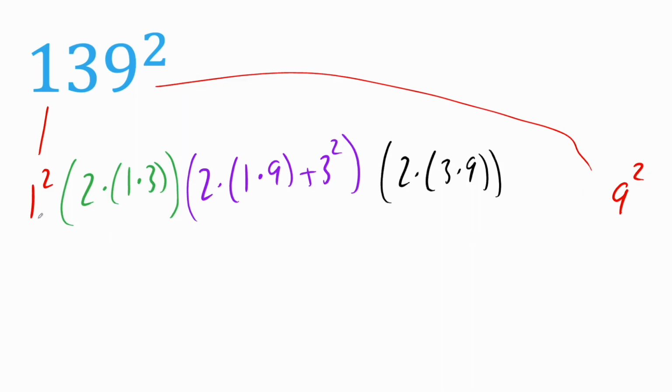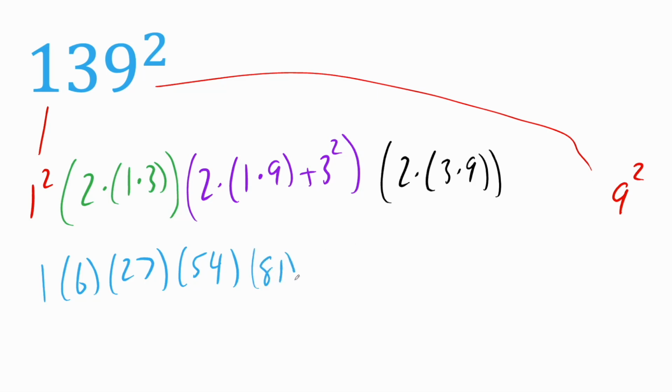So let's clean it up. We have 1 squared, which is 1, parentheses. 1 times 3 is 3, 2 times 3 is 6, close parentheses. Another parentheses. 9 times 2 is 18. 18 plus 9 is 27, close parentheses. 3 times 9 is 27, 27 times 2 is 54, close parentheses. And I'm going to next explain what the parentheses will do. So 9 squared gives you 81, close parentheses.